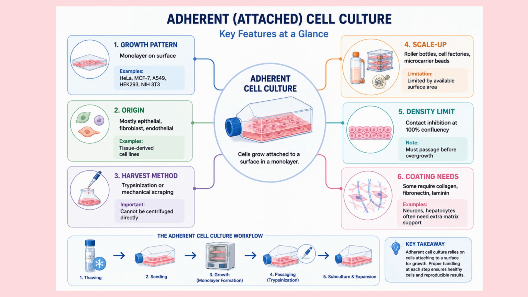When growing these cells at a larger scale, scientists use roller bottles, cell factories, or microcarrier beads to provide more surface area for attachment. As the culture reaches 100% confluency, growth slows due to contact inhibition, so the cells must be passaged before they become overcrowded. Finally, some sensitive cell types, such as neurons and hepatocytes, require additional extracellular matrix coatings like collagen, fibronectin, or laminin to attach and grow properly. Understanding these features helps you choose the right culture conditions and maintain healthy, reproducible cell cultures.